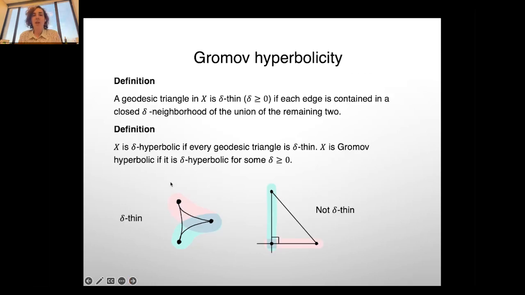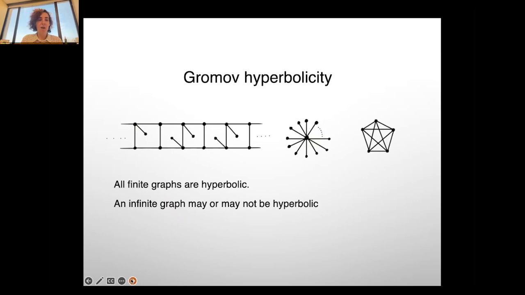So when you're in the business of studying infinite graphs, you might run across Gromov hyperbolicity. And basically a geodesic triangle is delta thin if each edge is contained in a closed delta neighborhood of the union of the remaining two. So think of your standard Euclidean triangle, that's not delta thin. And then a metric space is delta hyperbolic if every geodesic triangle is delta thin, or we just say Gromov hyperbolic if it's delta hyperbolic for some delta. All finite graphs are hyperbolic, so that's not very interesting, but an infinite graph could be hyperbolic or not hyperbolic.